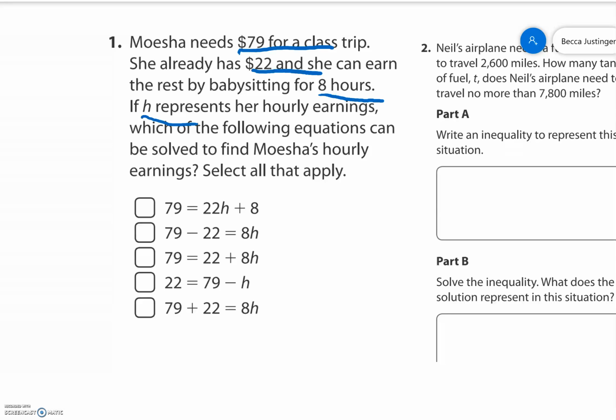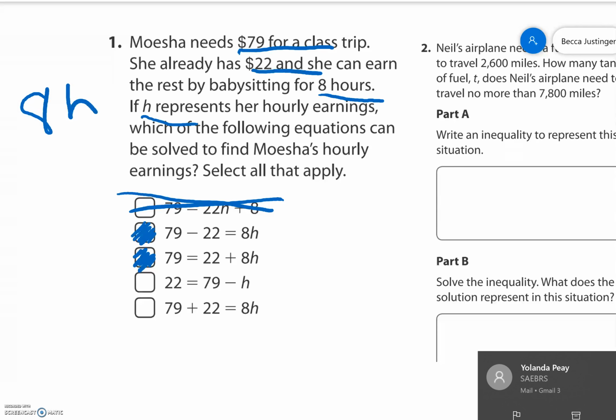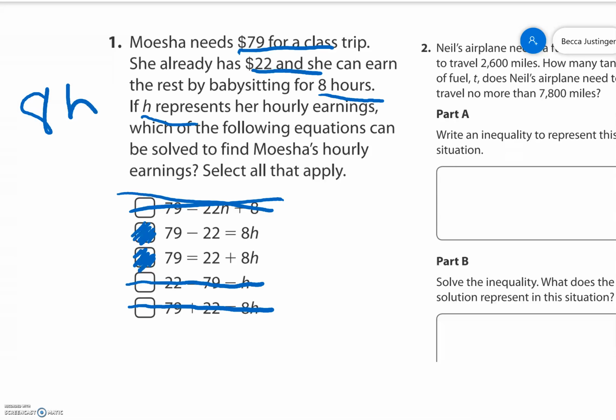22 times the money she makes per dollar, that's not right. We know it's going to end up being 8H. So then I'm looking at the next one, 79 minus what she already has is equal to 8H, that works. 79 is equal to 22 plus 8H, that one works. This one does not work, it does not have 8H. This one does not work because we want to subtract 22.